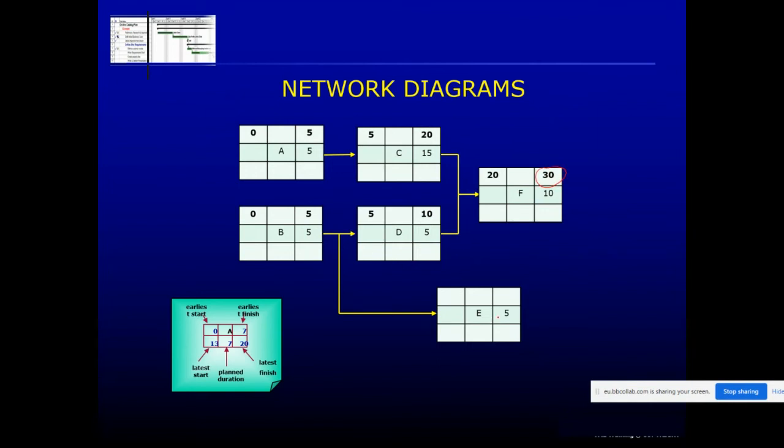Now let's just cross-check because we haven't finished this one yet. We've said E follows after B, so that's going to be 5 plus 5, which is 10. There's our 10. Now, the total project duration equals 30 days. That's how long it's going to take. So we finished our forward pass, and we know that the project is going to take 30 days to complete, 30 working days or 6 weeks.